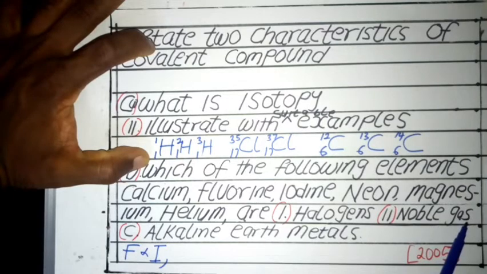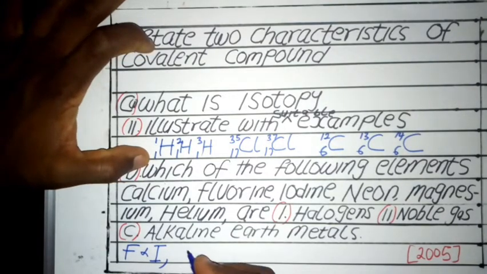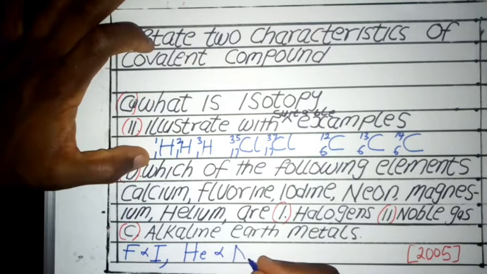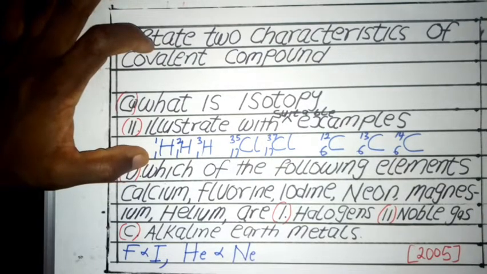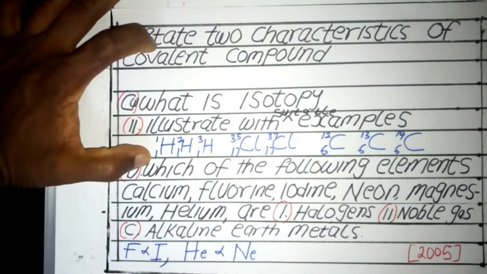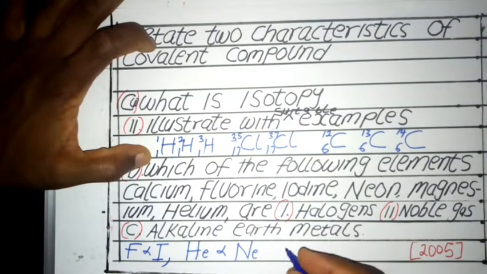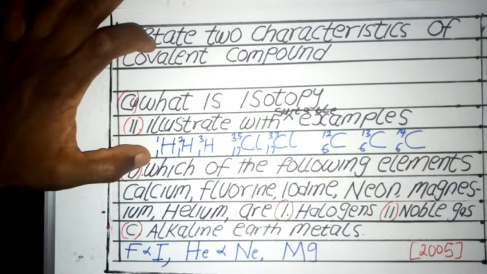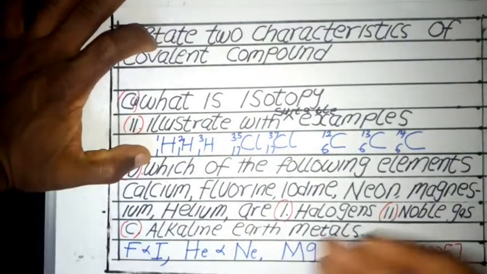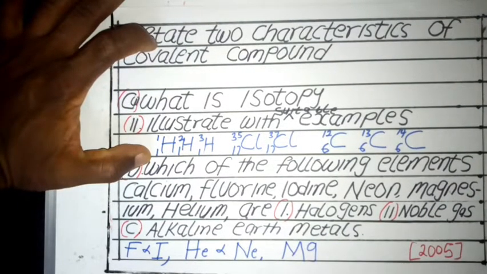Then noble gases, of course, it has to be helium and neon. Then which one again? Alkaline earth metals, magnesium. So this is the end of the first question.